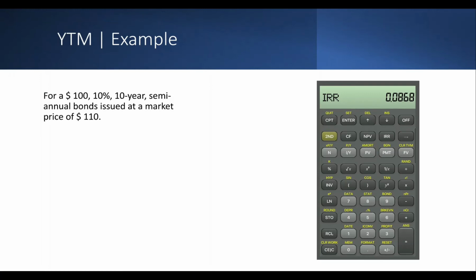8.6763%. If, however, the rate of tax is 40%, the after-tax cost of capital would be this figure multiplied by 1 minus tax rate or 1 minus 0.40. So we multiply this by 0.60.